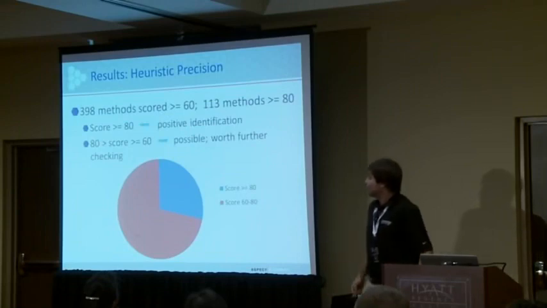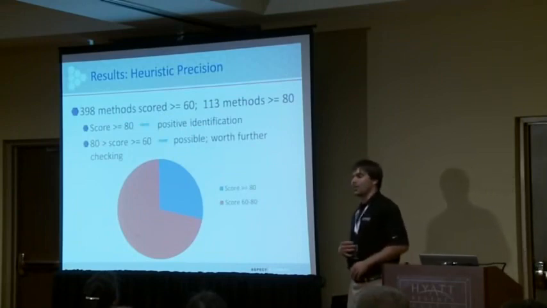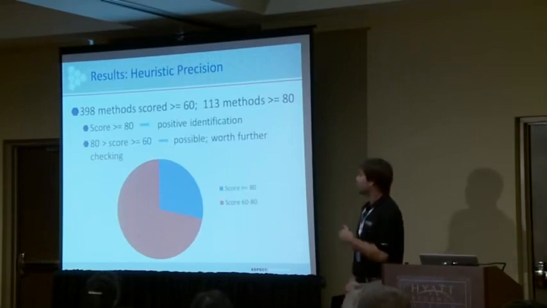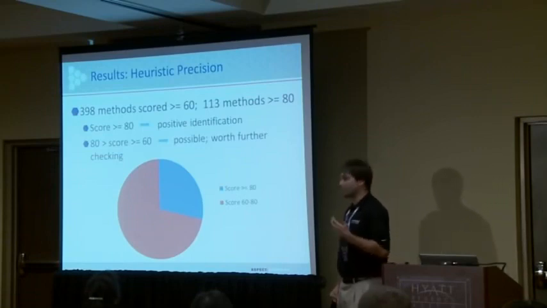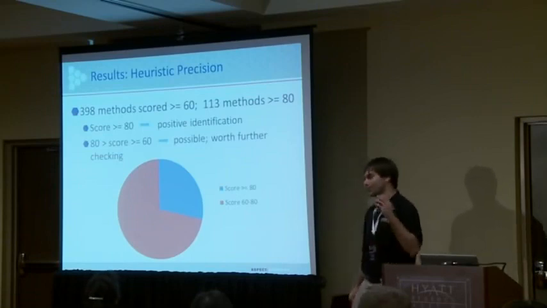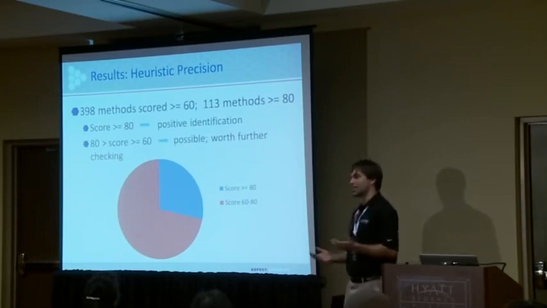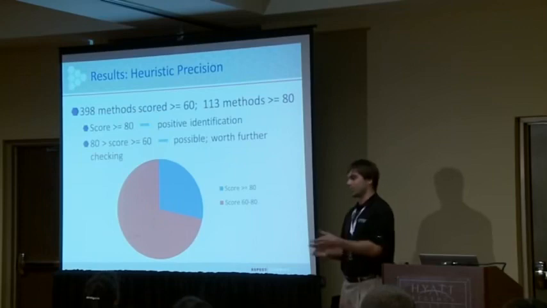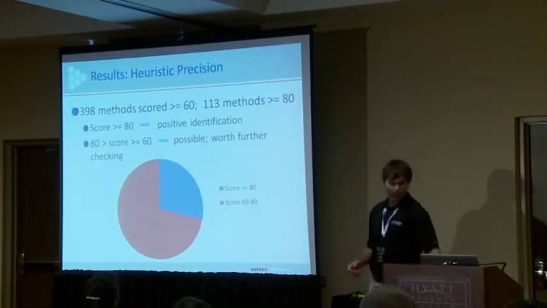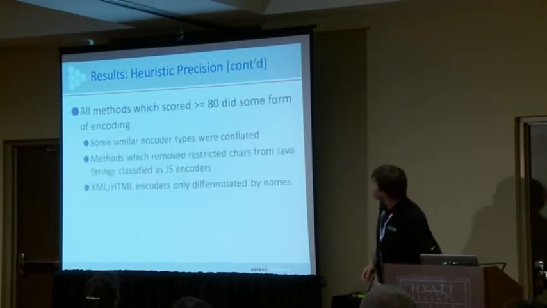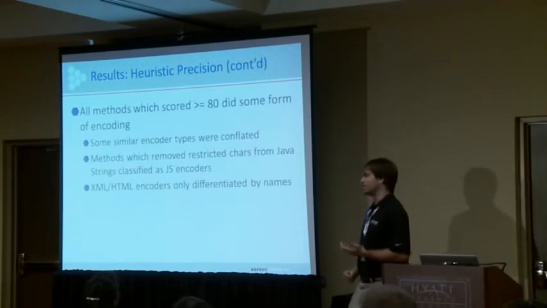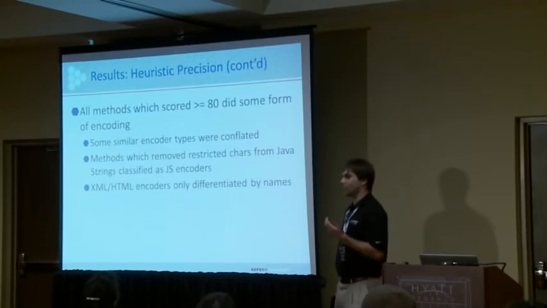Again, out of the million methods, about 400 scored over 60 on the original heuristic test. That's the first step. Of those, 113 scored over 80. So again, the over 80 methods are the ones that we're saying we're sure these are encoders. 60 to 80, we're not sure, and in fact, a lot of them turned out not to be. But those are worth testing just to make sure and find out. So our results were all the methods that scored at least 80 did some form of encoding.